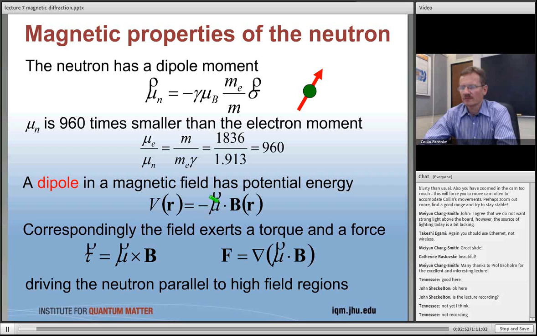There's a dot product between the dipole moment operator and the magnetic B field, and this interaction potential will have the effect of essentially driving the neutron towards regions where the field is high, and there will also be a tendency for the neutron to align parallel to that magnetic field direction. And this is expressed in these two equations, that the torque exerted is the dipole moment crossed with the B field, and the force exerted is the gradient of the dot product between the dipole moment and the B field.